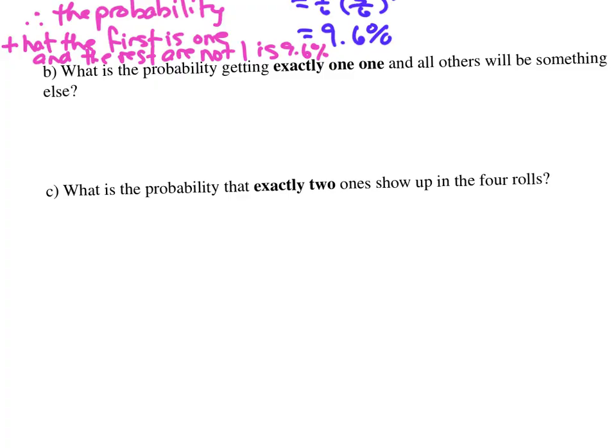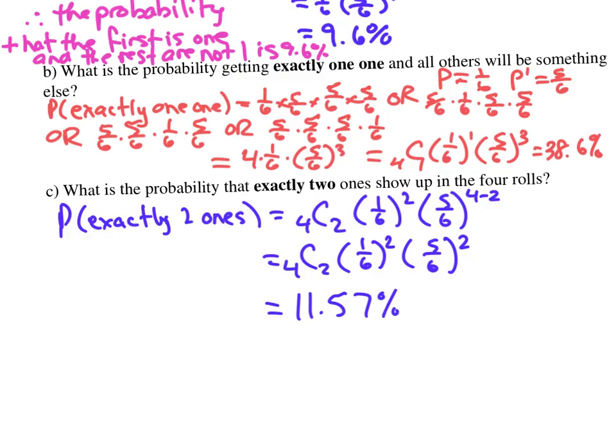Now what is the probability that exactly two 1s show up in 4 rolls? Well, using the approach that we used last time, we have exactly two 1s, which is 4 choose 2 times (1/6)^2 times (5/6)^2. And when I do all those calculations, I get an 11.57% chance of having exactly two 1s.